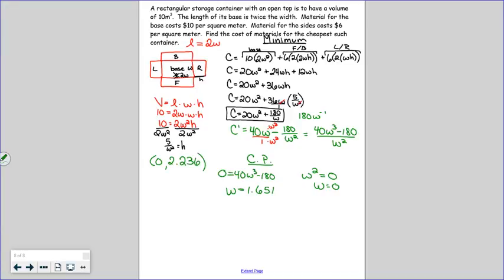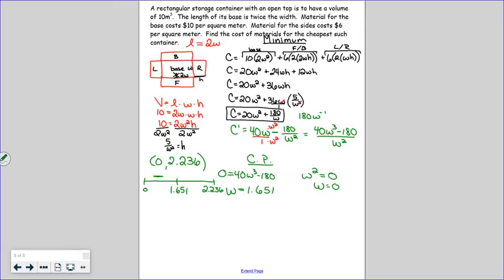Okay, questions on that part of it? So that gives me my number line to work with. 0 up to 2.236 with a 1.651 in the middle. I am testing this into my derivative, because these are signs of my derivative to tell me about what my function is doing. Something between 0 and 1.651 would be like 1. If I plug a 1 into my derivative, 40 times 1 cubed is 40. So that'd be 40 minus 180, which would be negative, over 1 is still negative.